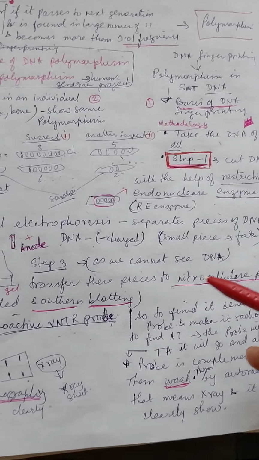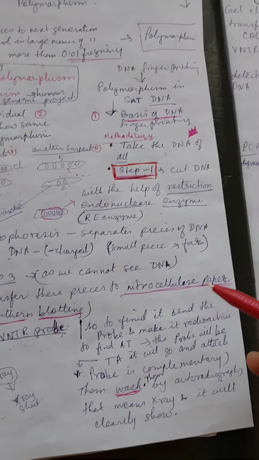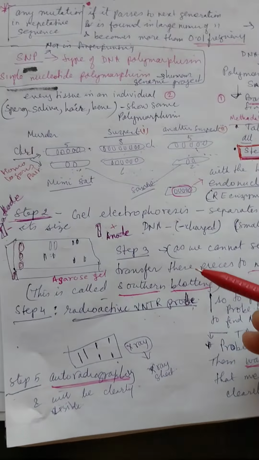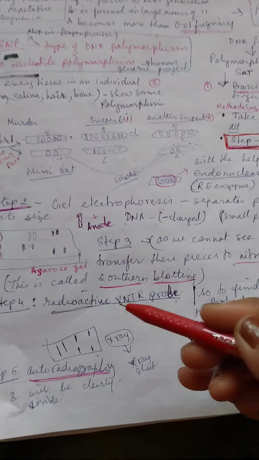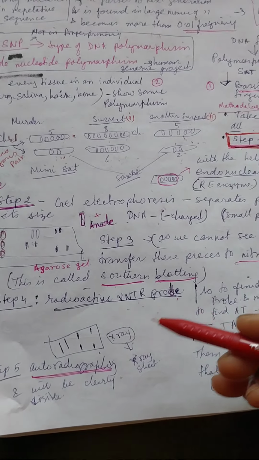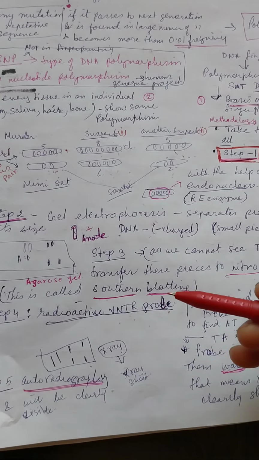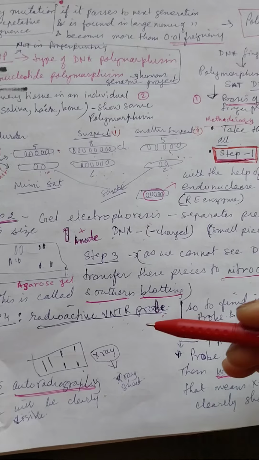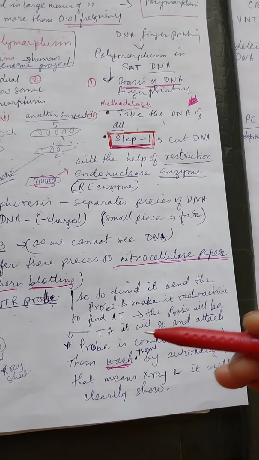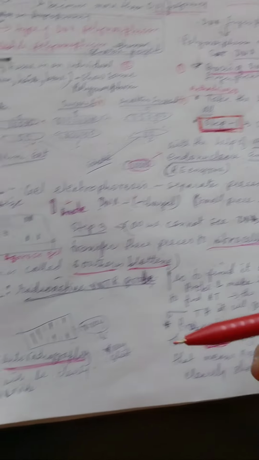Okay, still we cannot see this. So these pieces will be transferred to nitrocellulose paper, and this process is called Southern blotting. Now the next step is the radioactive VNTR probe. What is this? It is complementary to the sequences, like if there are A sequences there, then a T sequence will be added, which will attach to the A and a hybrid will be formed. The rest will be washed away.